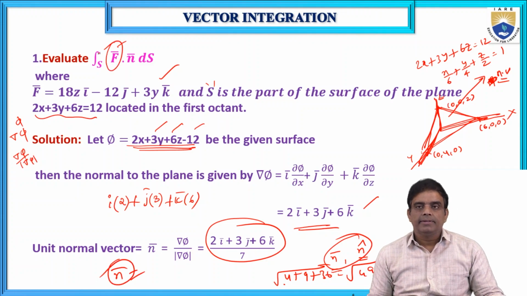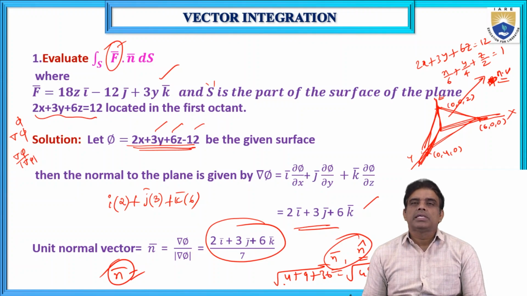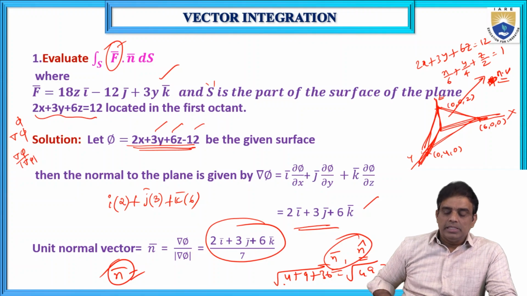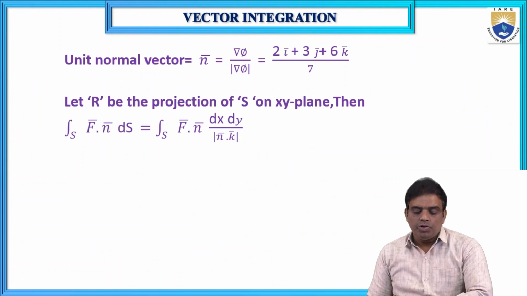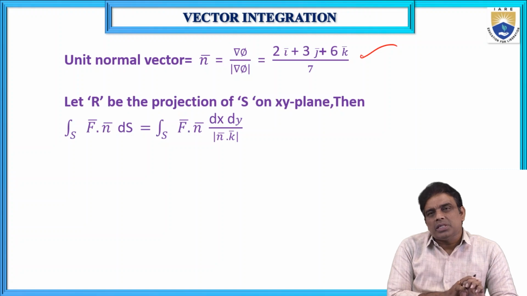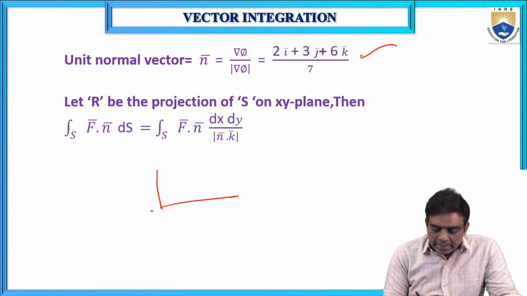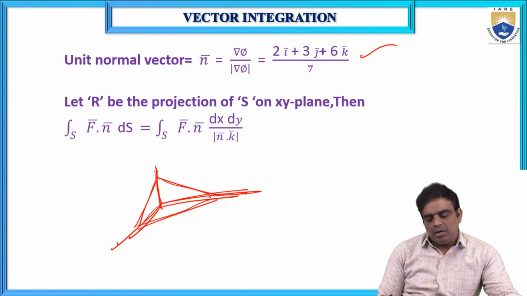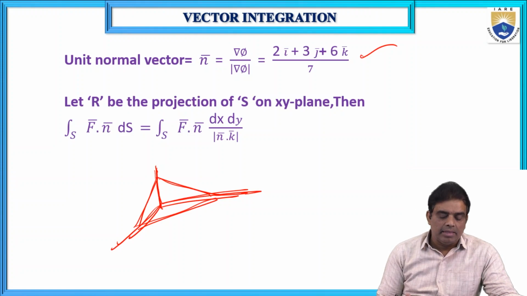Already f bar is there. Then we need to consider the projection in the xy plane or yz plane or zx plane. I hope this is clear to all of you. Now, therefore, the unit normal vector n bar is equal to this one. Now, I am assuming R to be the projection of the surface on the xy plane. This looks like a tetrahedron. Suppose you consider the corner of a room, and if you put a slant plate on the room touching the 3 axes at the corner, then the shape will become a tetrahedron.